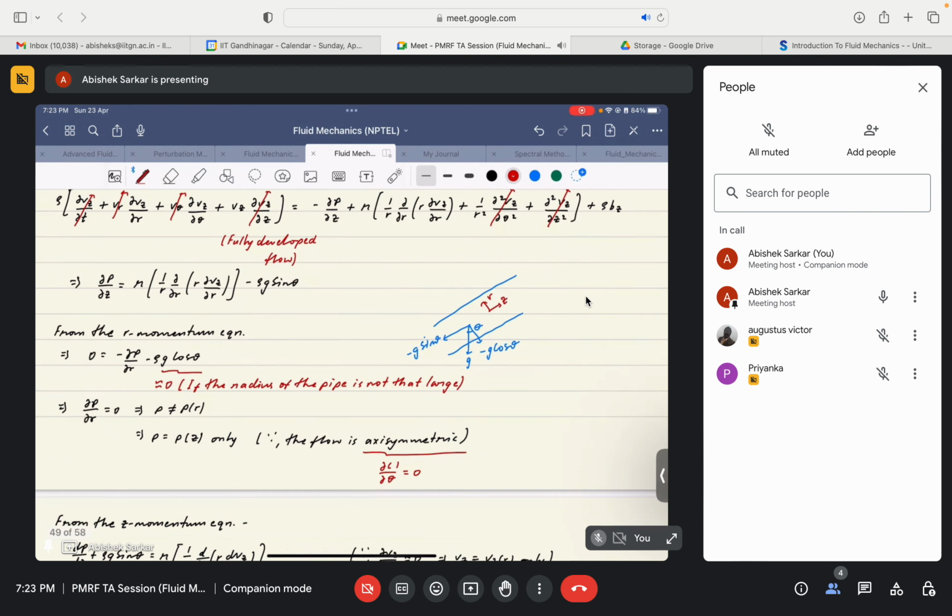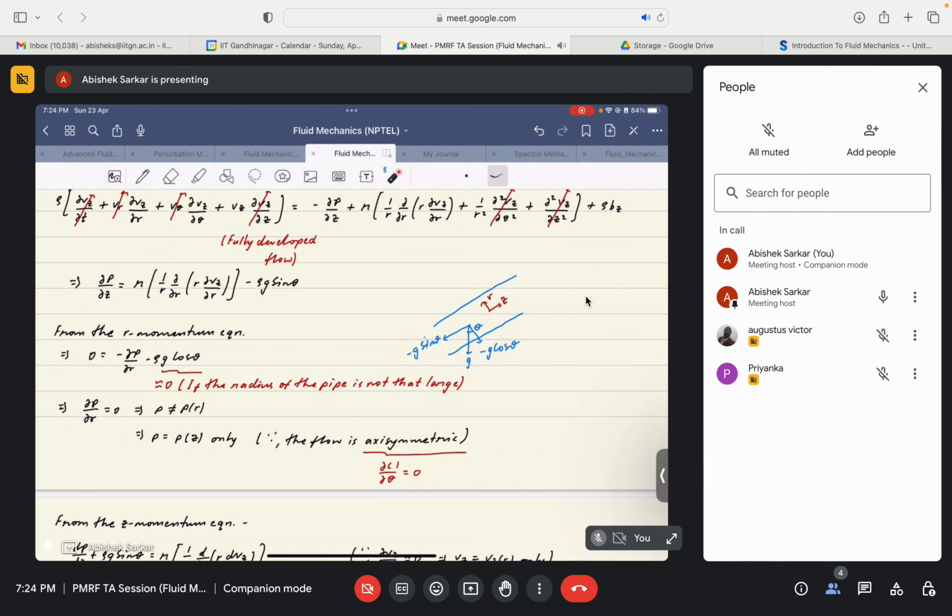So we can clearly see that if the radius of the pipe is much smaller compared to the length of the pipe, this component basically becomes insignificant compared to the minus g sin theta component along the z direction. This component becomes much smaller compared to the axial component. So neglecting this, we can say that dou p by dou r is equivalent to 0. In order of magnitude compared to rho g sin theta, this is almost 0. That's why we can efficiently take dou p by dou r equal to 0. This basically gives us that p is not a function of r.